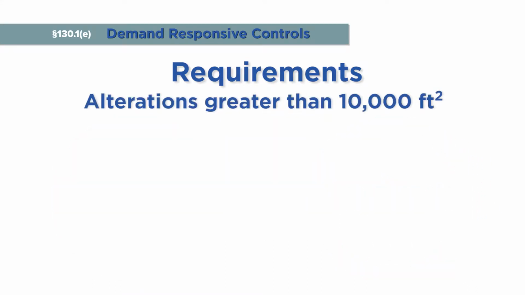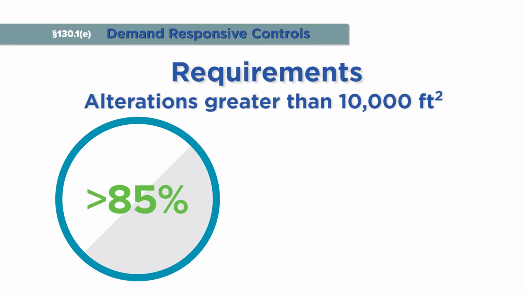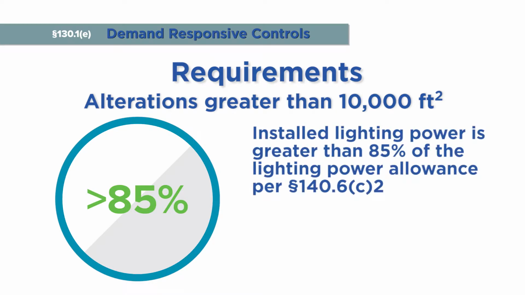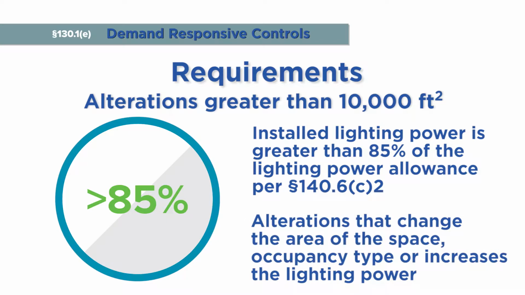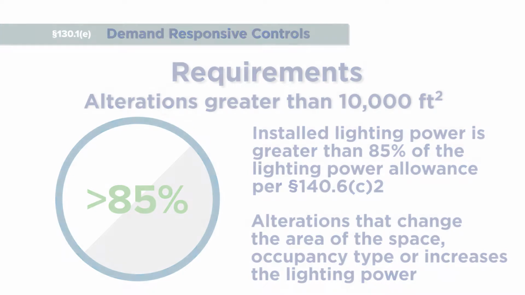Lighting alterations of greater than 10,000 square feet that result in a lighting power density greater than 85% of that allowed under the area category method, section 140.6C2, and which change the area of the space or change the occupancy type of the space or increase the lighting power must also install demand-responsive controls.